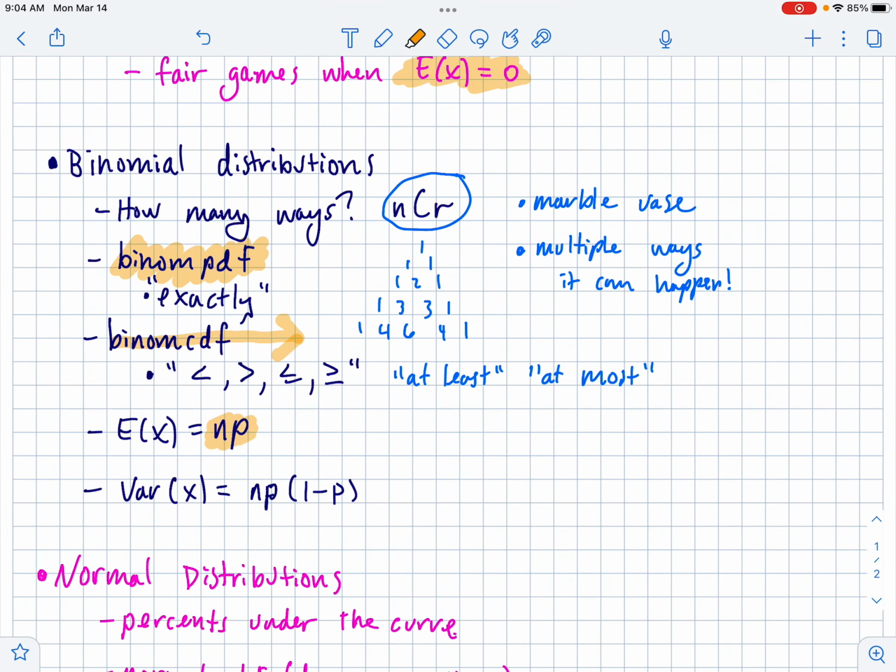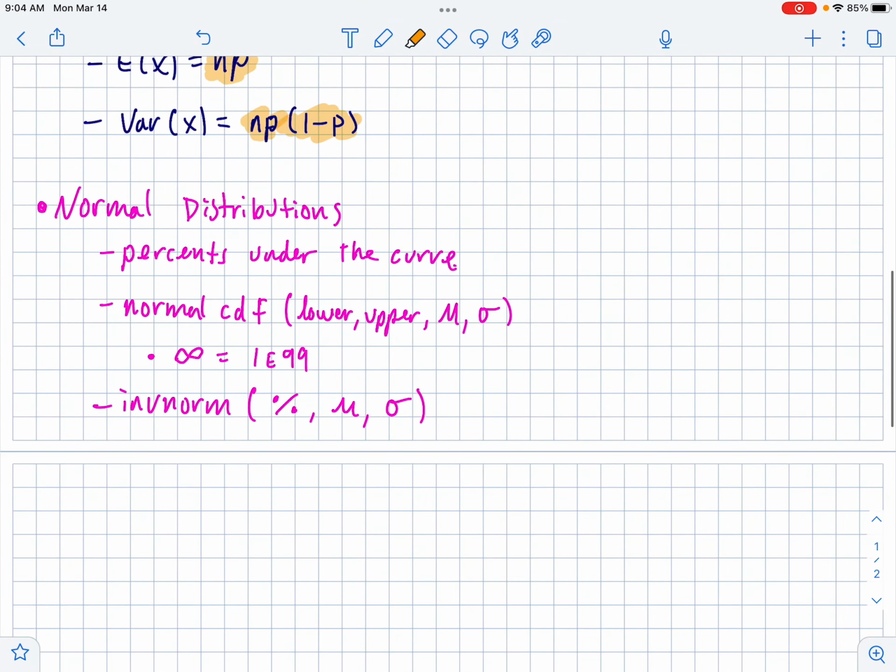With a binomial distribution, if you want to find the expected value, you just take n and multiply it by p. If you want to find the spread of the data, which is the variance, you take np and multiply it by 1 minus p.